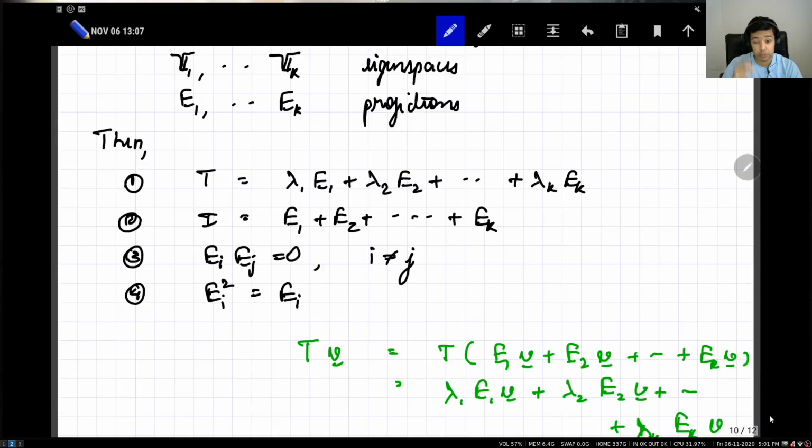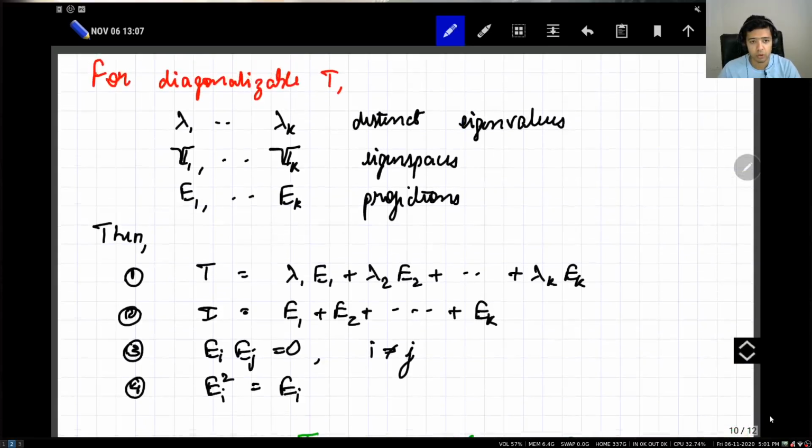And by the special properties of these projection matrices, the identity matrix is equal to E1 plus E2 up to Ek. EiEj equals 0 if i is not equal to j, and since Ei is a projection matrix, Ei squared equals Ei. Right? So this holds for any diagonalizable matrix T.